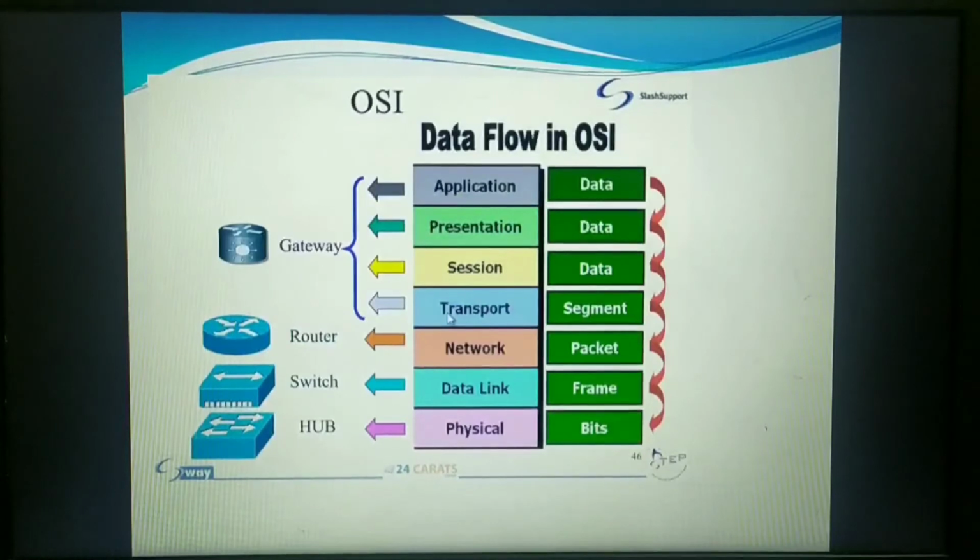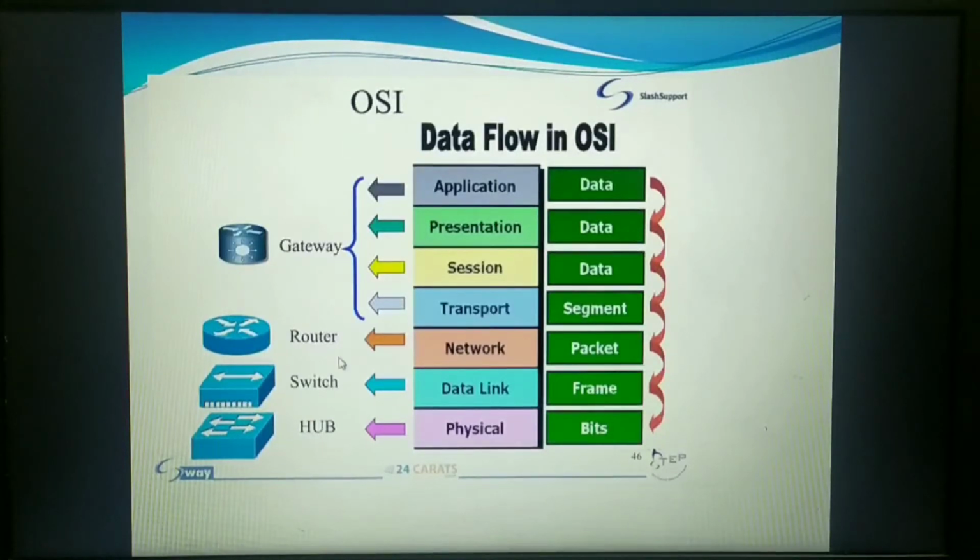You can see here it is clearly shown. This is the hub working at the physical layer, the switch working at the data link layer, and the router working at the network layer. Apart from this, in the rest of the layers, the gateway is working. It is also a networking device which we'll study in the next topic. These are the terminologies we use for our message at each layer. For the first three we use data. For the gateway we use segment. For the router we use packet. For the switch we use frame. For the hub we use bits.